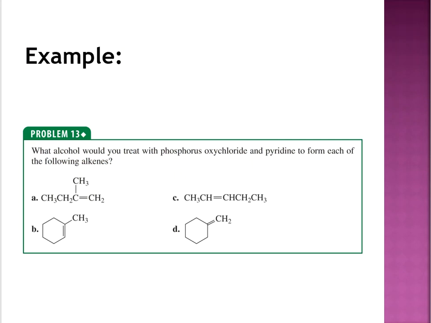What alcohol would you treat with phosphorus oxychloride and pyridine to form each of the following alkenes? All right, so they don't want me to worry about the tosyl stuff. That's great. That was just kind of a side note type of thing. So they want me to take a look at A, B, C, D. These are the products that we want to end up with. So these are all alkenes for that reason. And they want to know what alcohol would you use in order to ensure that this is what you get.